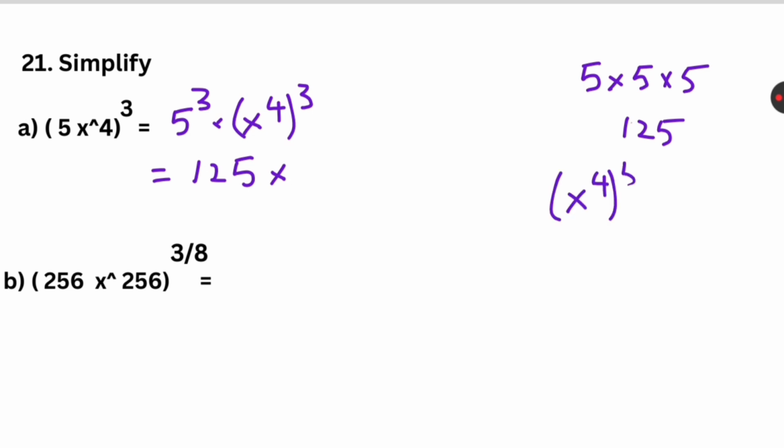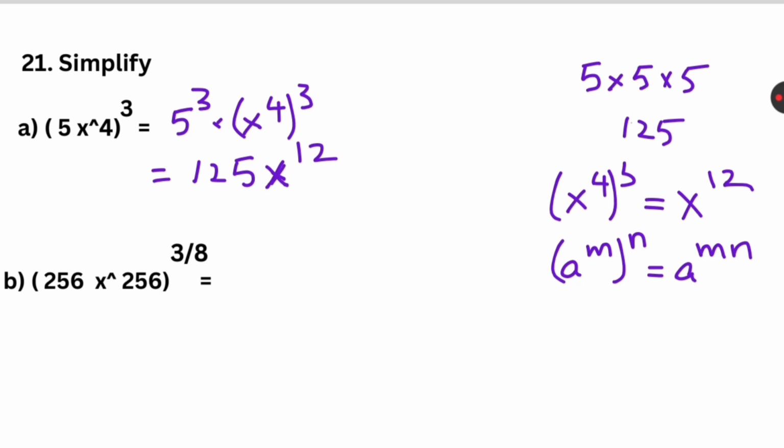of 3. Here we need to recall one more identity, which is a raised to the power of m whole raised to the power of n. We can write this as a raised to the power of mn. So here we can write x raised to the power of 4 times 3. 4 times 3 is 12. So x raised to the power of 12. So 125 times x raised to the power of 12. That's it. So let's go to the b1.